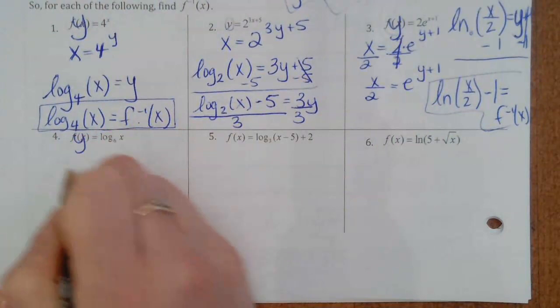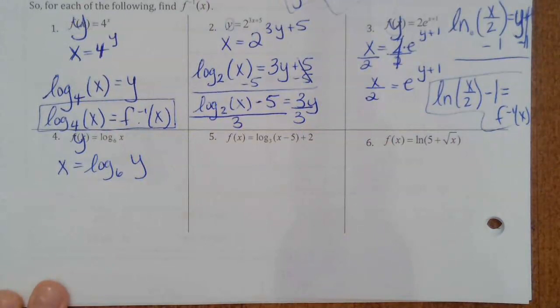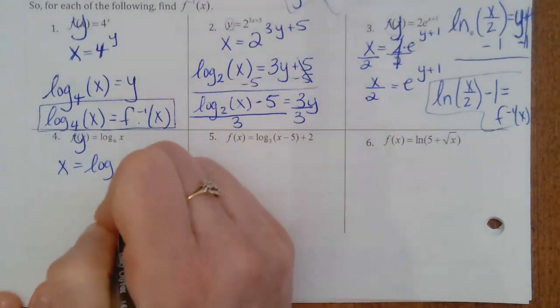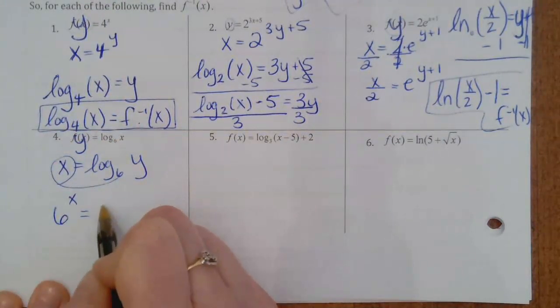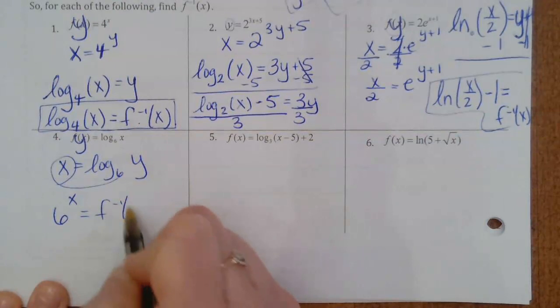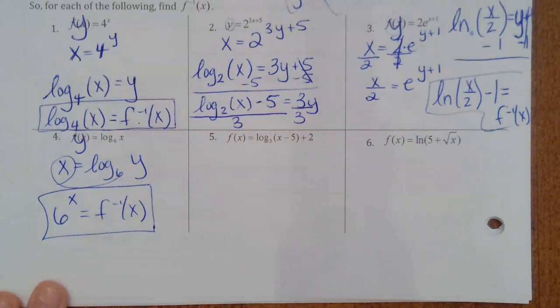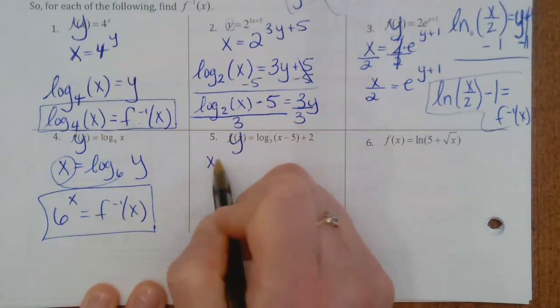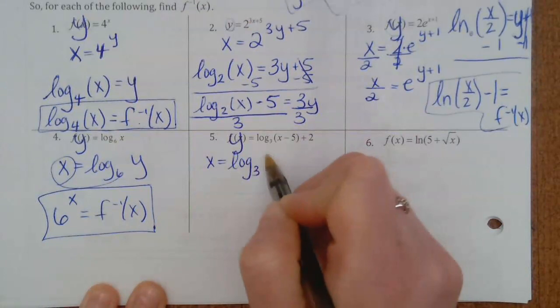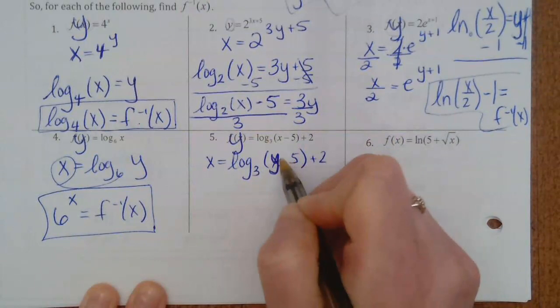So you're going to start the same way, switch your x's and y's. And then since it's a log, you can lasso it. So start with the 6, loop it around the x. So it's 6 to the x power equals our inverse, f inverse of x. So it started as a log, ends as an exponential. Starts as a log, so our final answer should be an exponential of some sort. So again, this is y equals, so let's switch. Log base 3 of y minus 5 plus 2.